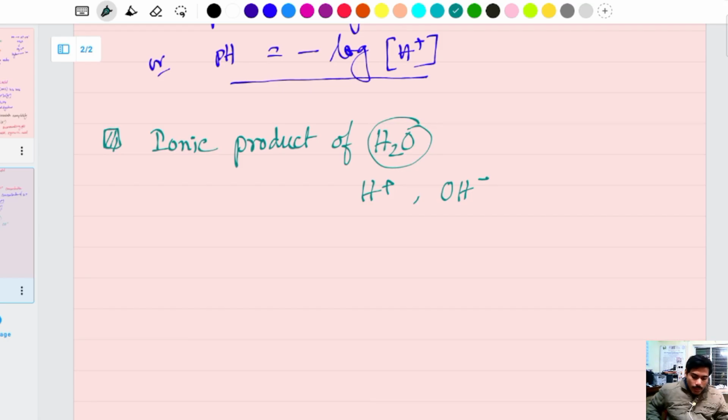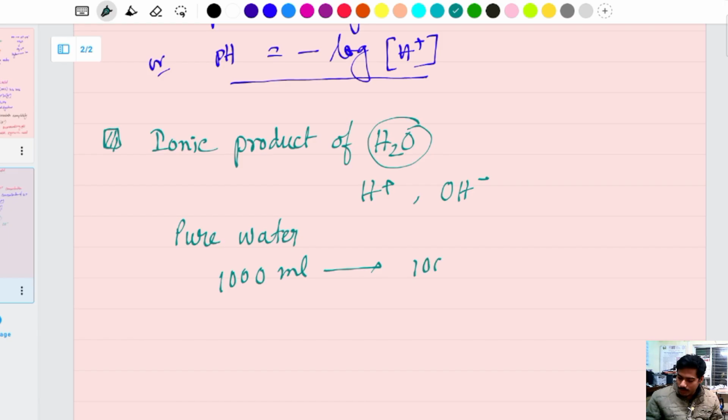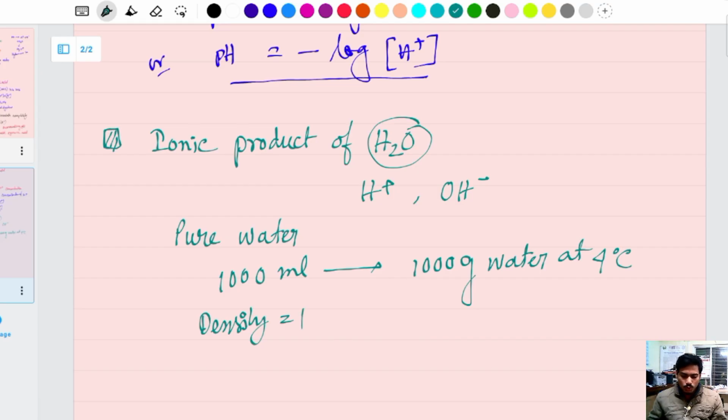Okay, so let's talk about pure water. Let's take 1000 ml, which means 1000 gram of water at 4 degree centigrade temperature. At that time the density will be 1. So what will be the molarity? Molarity of pure water, H2O, is 18 Dalton.